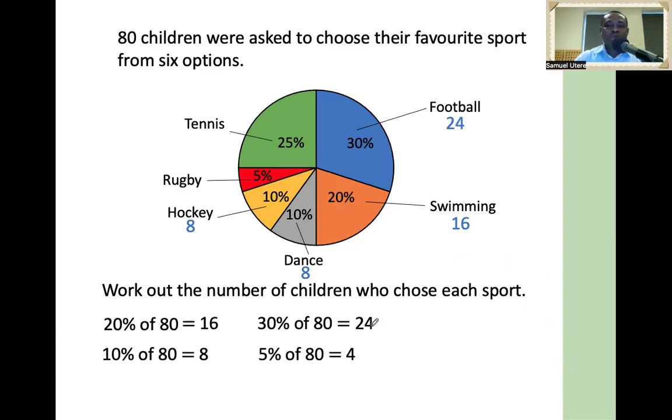To find 5%, you can find 10% and then halve it. So we know 10% is 8, so half of 10% is 5%, which is equal to 4. So half of 8 is 4. We can work out 25%. We know that to work out 25% of any amount, we divide that amount by 4. So 80 divided by 4 is 20.